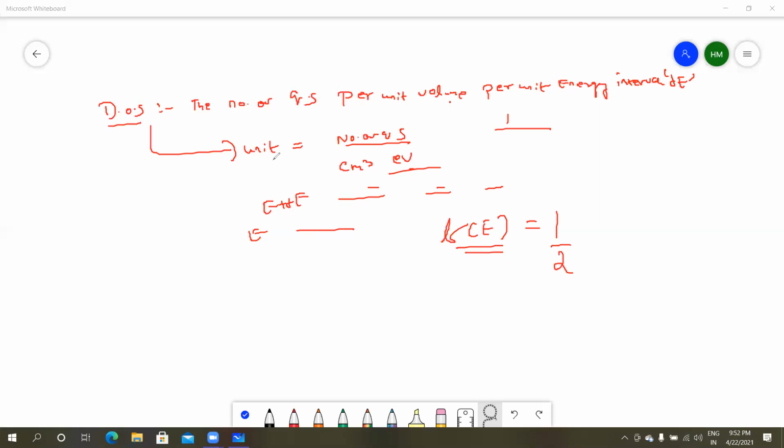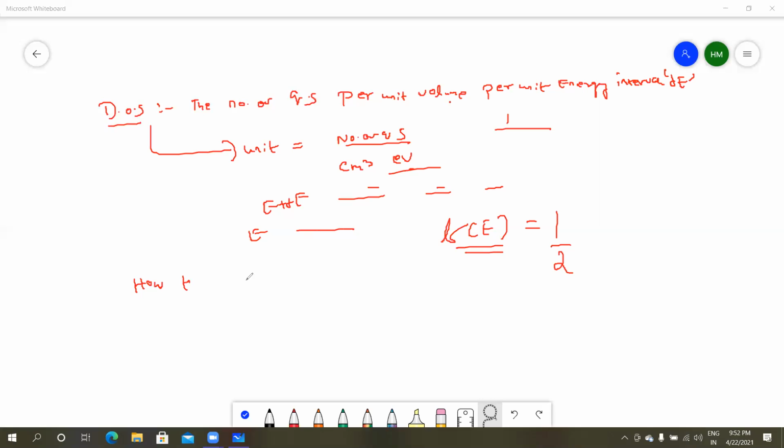These are the possible states available for the energy interval, that is, the number of quantum states available within the energy range E to E plus dE, and that we define as the number of quantum states available per volume per unit energy interval dE. That means how many states are there within the energy range E to E plus dE, and how these states are occupied.